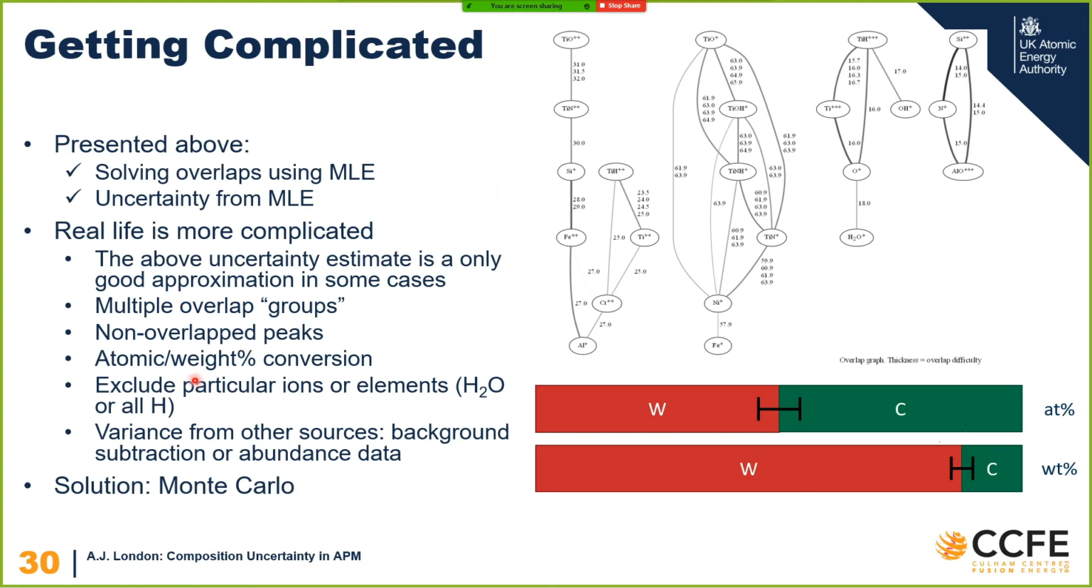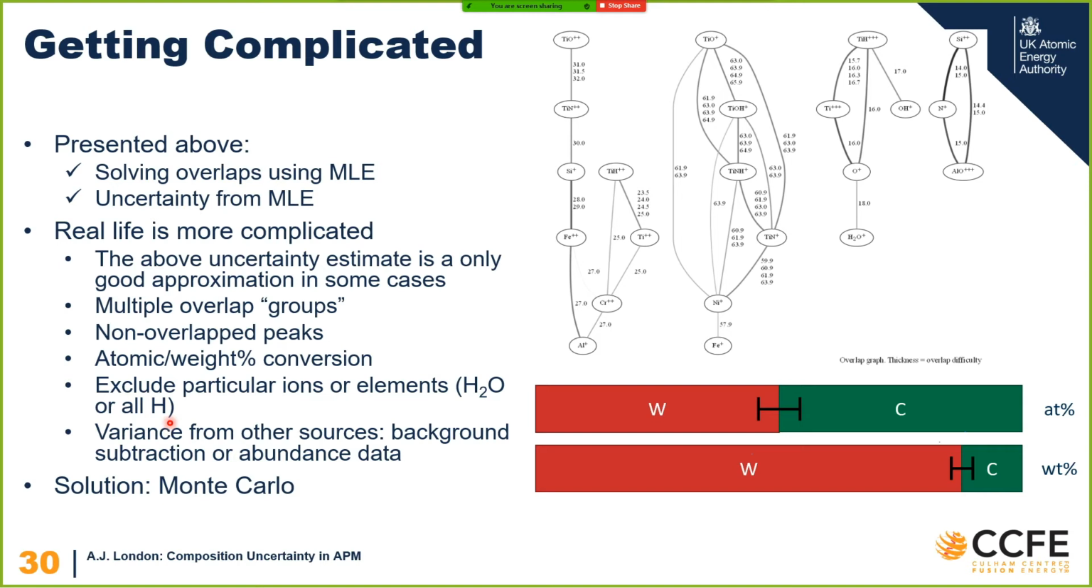We might want to do atomic to weight conversion. So with tungsten carbide, if you change that into weight percent, now the tungsten appears much more prominent because it's heavier. You've also got other variants from different sources, like background subtraction, or maybe you want to include the uncertainty from your abundance data. You might like to exclude particular elements. And I think you can do that all analytically.